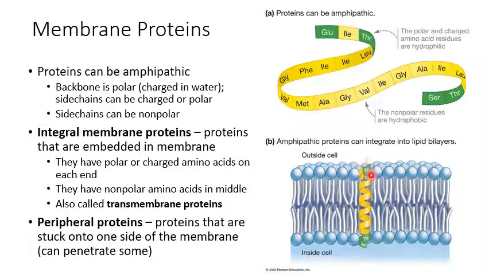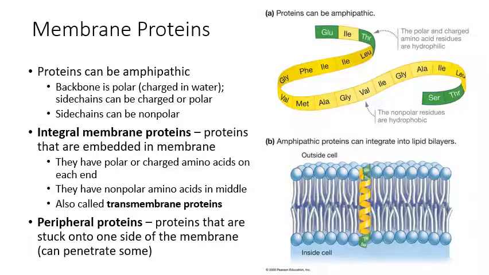So between the hydrophilic ends of this protein and the hydrophobic middle, it's able to stay pretty well anchored inside the membrane. Its hydrophilic parts are interacting with the hydrophilic parts of the membrane, and its hydrophobic parts are interacting with the hydrophobic parts of the membrane.